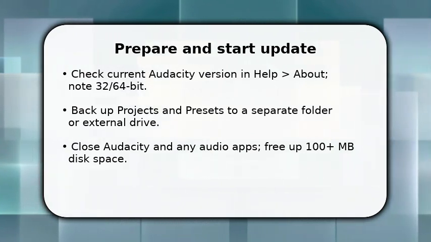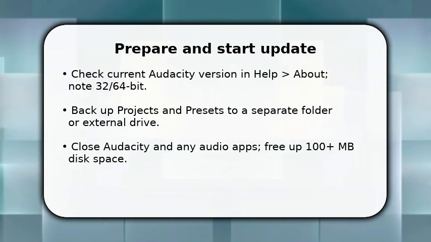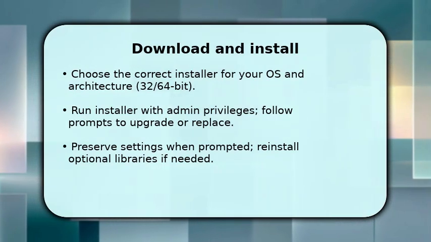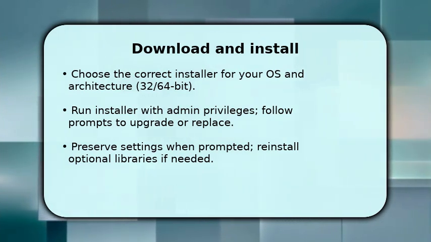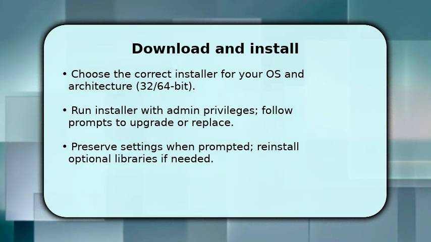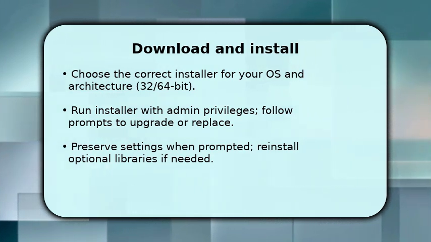Now download the proper installer matching your OS and 32/64-bit choice. This prevents incompatible binaries. Once downloaded, run the installer with administrator rights so it can update shared components. Follow prompts to upgrade or replace the existing installation.